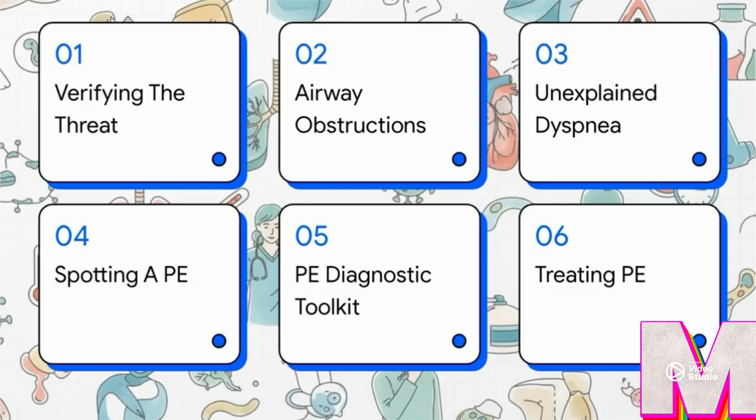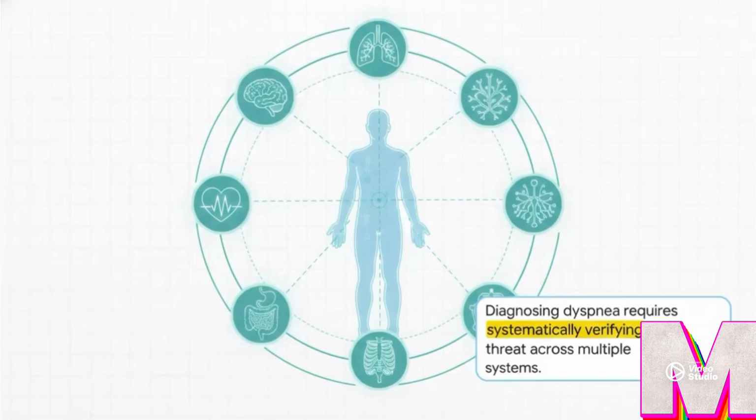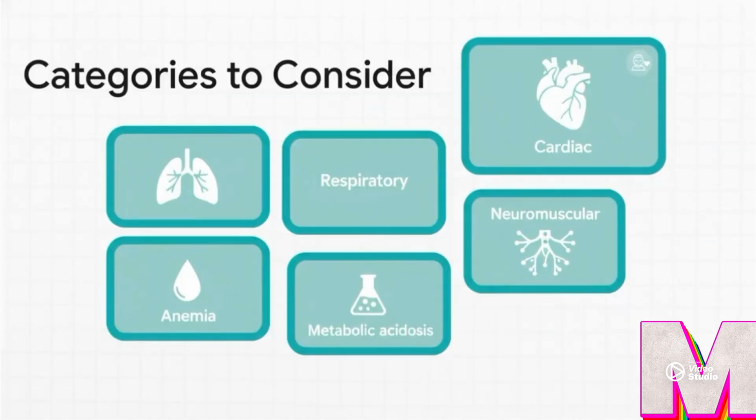Let's jump right in. Starting off with step 1, verifying the threat, or what we like to call the security check. When someone comes in with dyspnea, which is just the medical term for shortness of breath, doctors absolutely cannot just assume it's a lung problem. Before they zoom in on any specific diagnosis, they literally have to execute a full system security check across the entire body. They're checking for respiratory issues, sure, but they also have to consider cardiac problems, severe anemia, neuromuscular diseases like Guillain-Barré, and even metabolic acidosis.